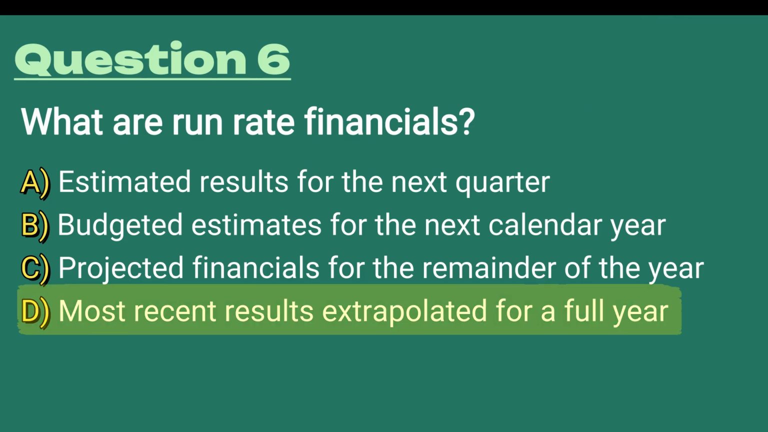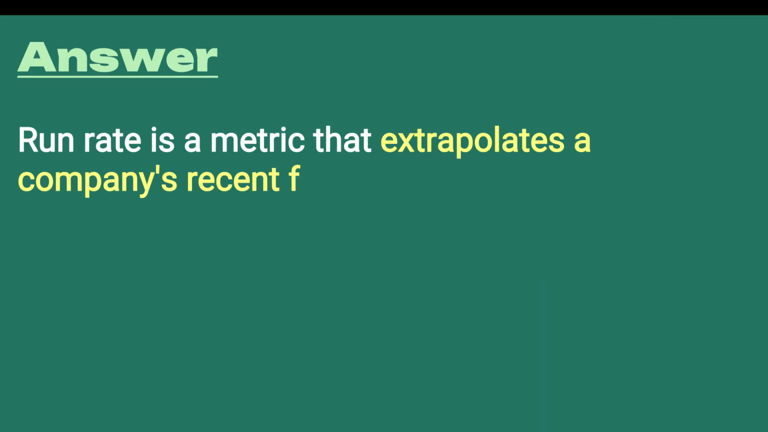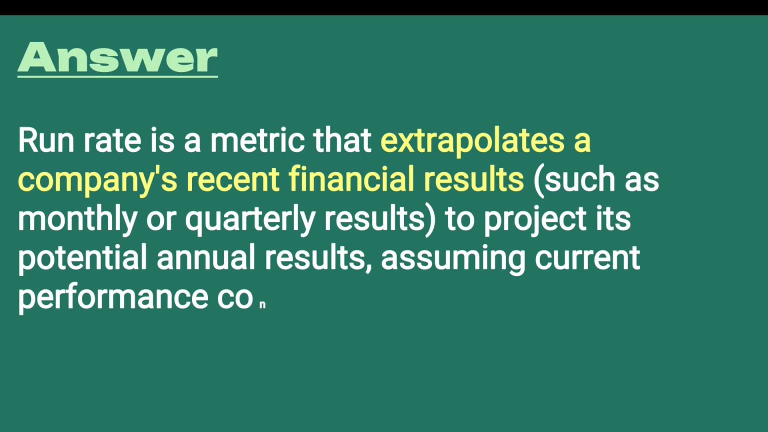The answer is D, the most recent results extrapolated for a full year. Run rate financials is a metric that extrapolates a company's most recent results, such as monthly or maybe even quarterly financial results. Then they project those out for a full year, giving a run rate. It's not for a full calendar year. You're going to take your most recent results and then take that out 12 months to get a sense of what the performance looks like from those current results.